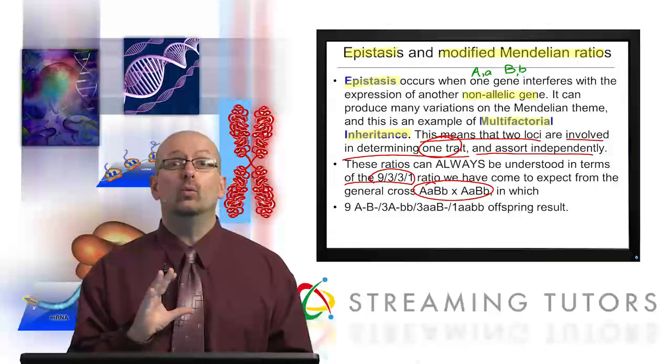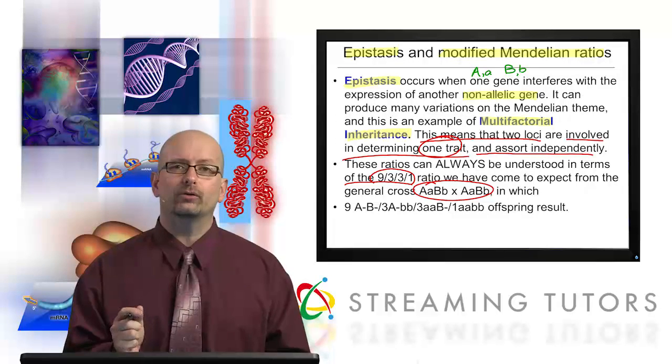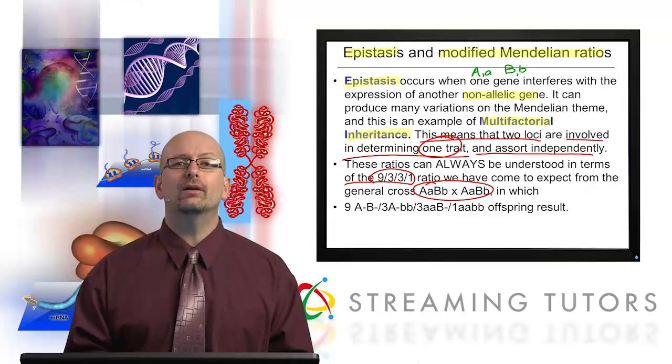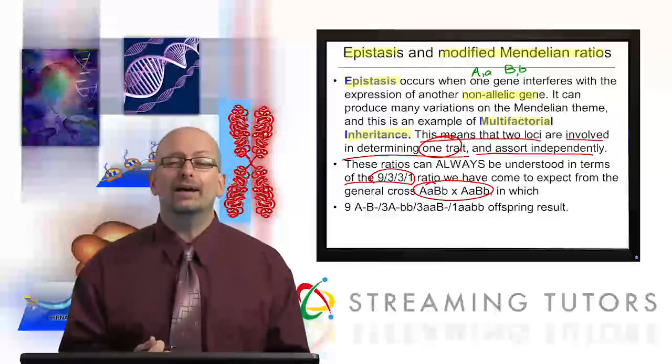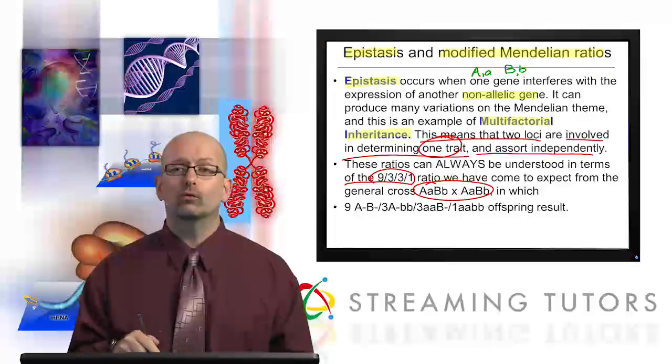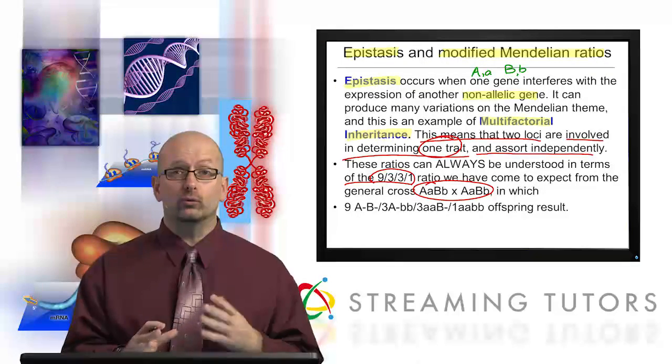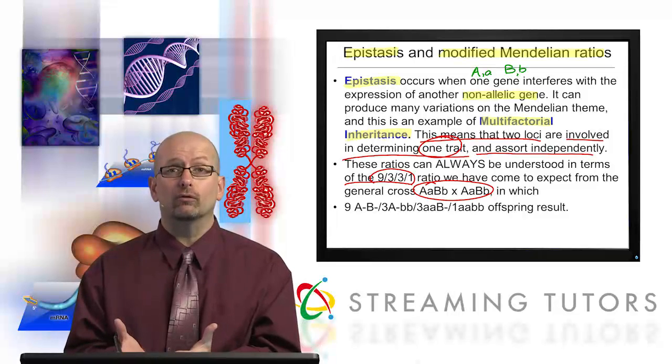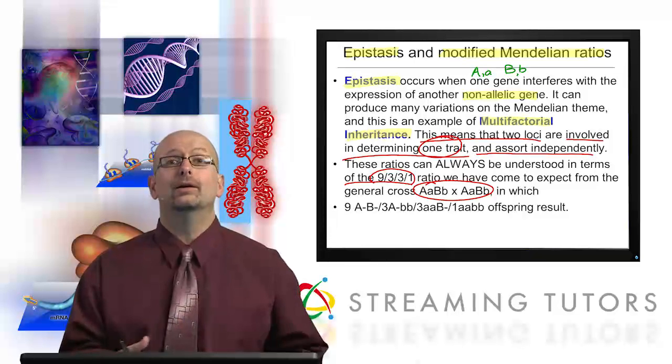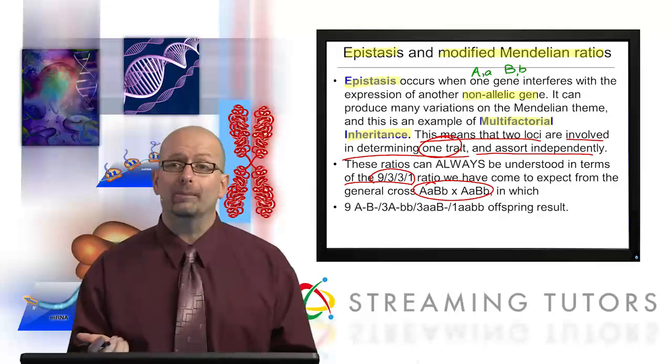So the weird, if you will, ratios that we're about to see can always be understood as some variation of the 9:3:3:1 ratio, as long as we're doing the crosses in the same general format. Once you understand it, you'll be able to extend that to other formats.